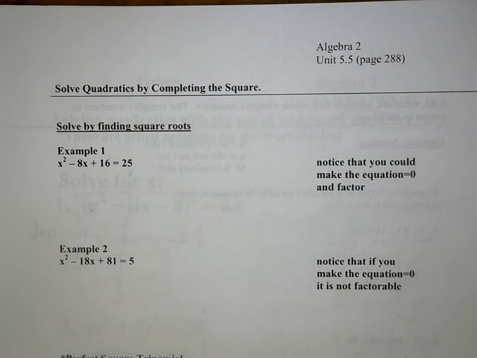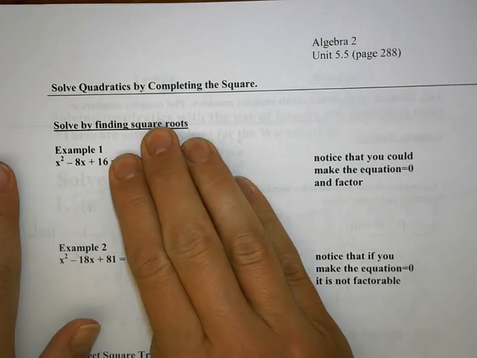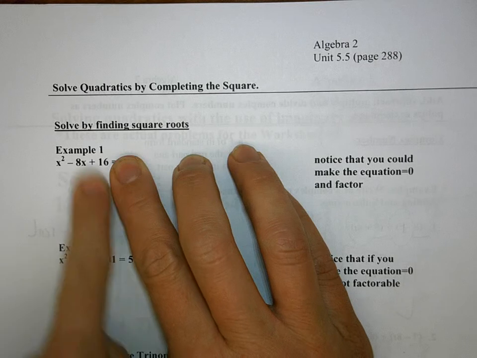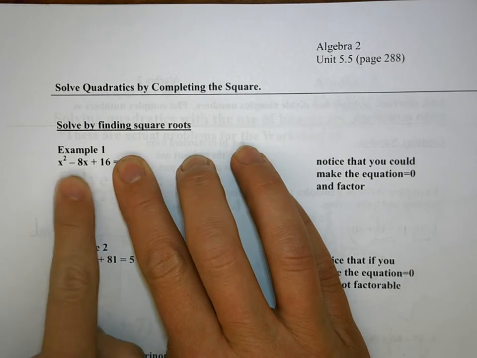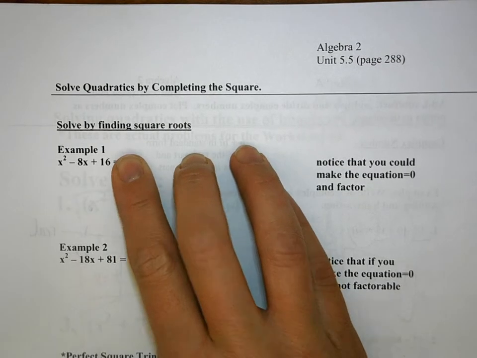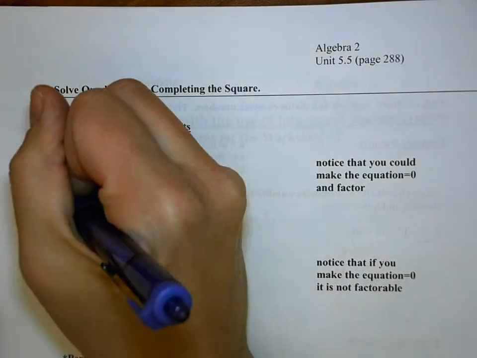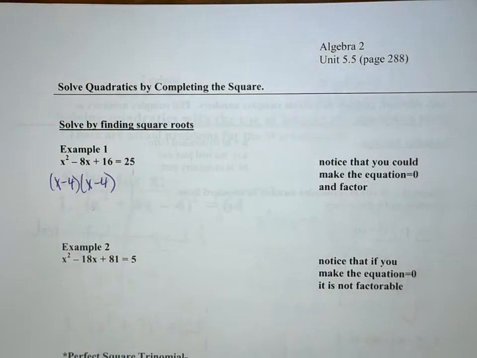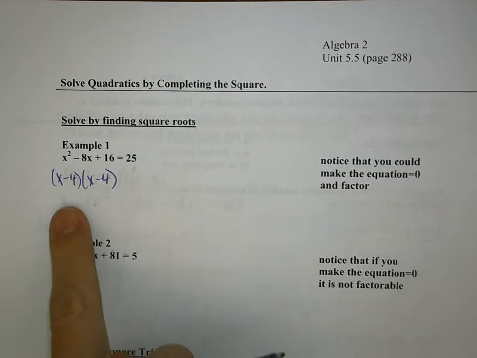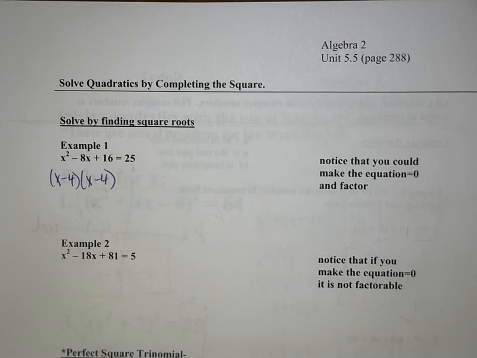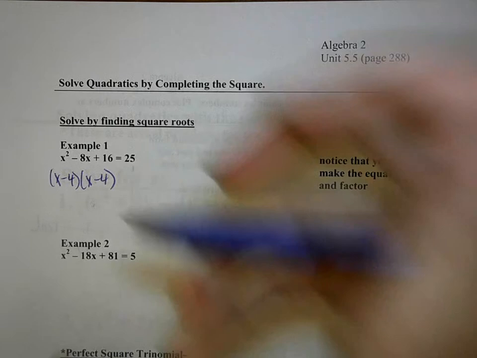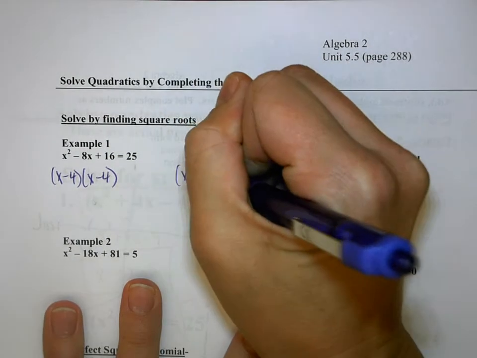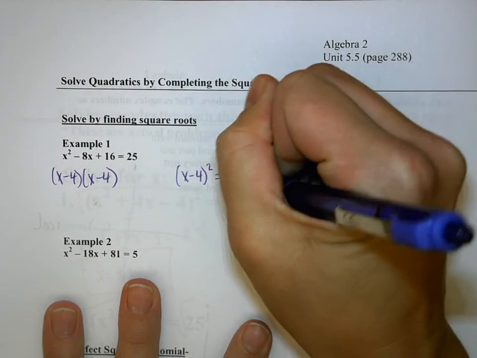Okay. So, yes. So example 1, we want to make this side a square. If you look at this, what two numbers multiply to be a positive 16 and add to be a negative 8? Negative 4, right? You would write that as x minus 4, x minus 4. Hold on a second. Do we agree with that? Yes? So, but we want to write that as a square. So I'm really going to write this as x minus 4 squared equals 25.